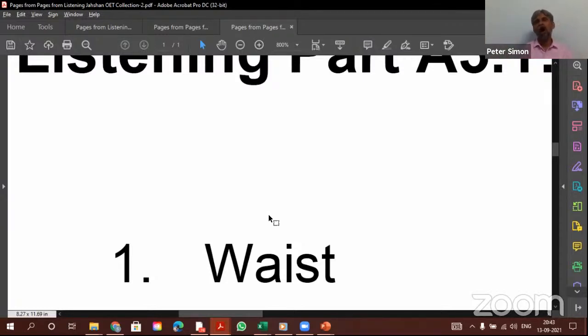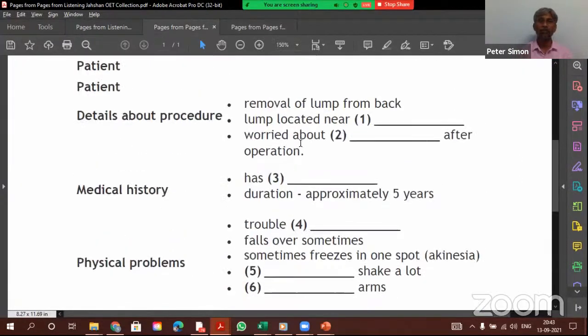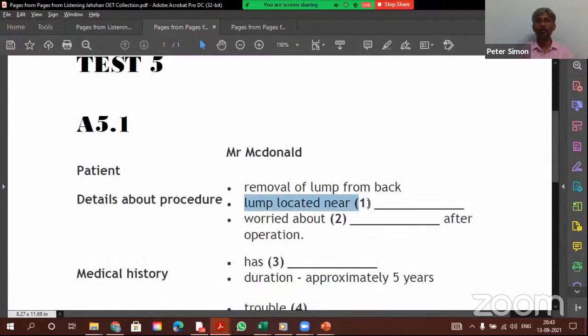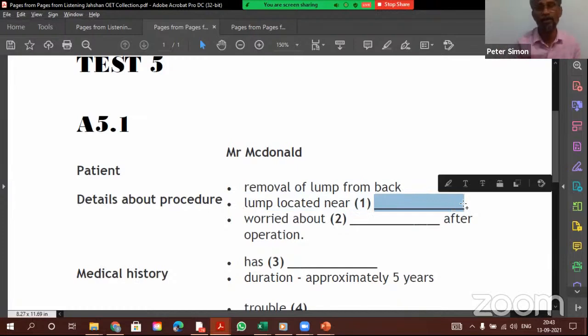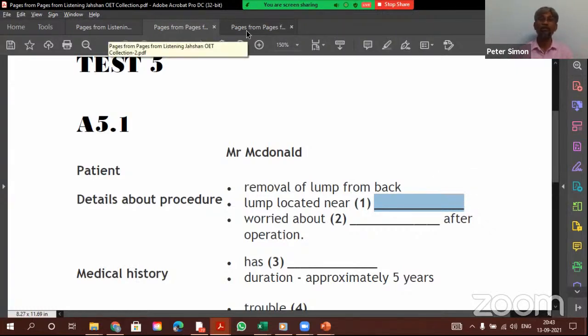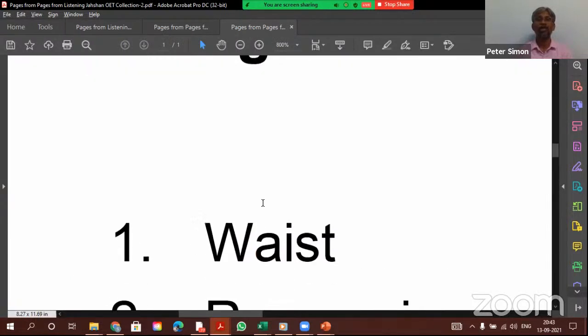I'll show you. How can W be a capital letter in the middle of the sentence? Lump located near, in the middle of the sentence, who will put a capital letter? Even a 5th class boy will not put a capital letter. But here in the answer sheet, there is a capital letter. So don't think that if you write a capital letter, it is correct. You will lose your mark because these are all bullet points, and bullet points will not have capital letters. That's the rule, and you are breaking the rule.